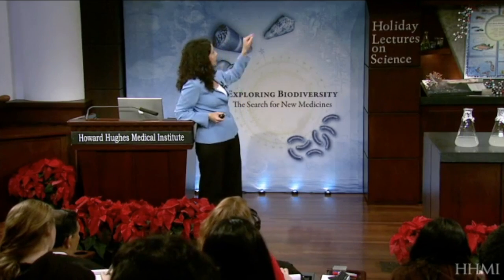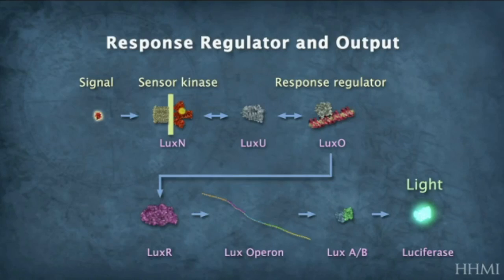At high cell density, remember, phosphate is going to go backwards through the circuit. When LuxO is dephosphorylated, it can't inhibit. So now LuxR gets made. And remember, that's the master factor. So LuxR then tells RNA polymerase, come to all these genes, transcribe them, translate them into proteins, and we change into high cell density mode.